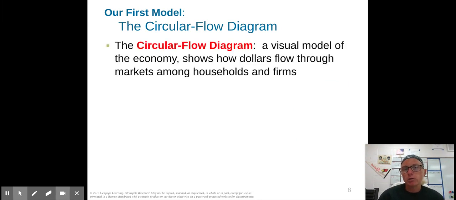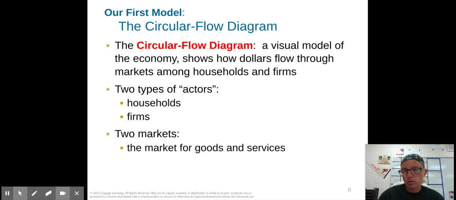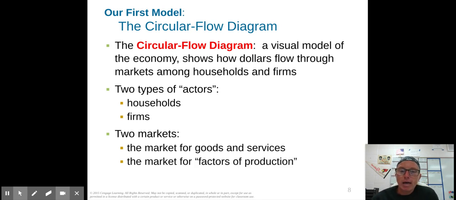So the circular flow diagram is a visual model of what I was talking about with Adam Smith's market economy, of how things move and flow in a market. There are two actors in the circular flow diagram: households, which are consumers, and firms, which are producers. And then there are two markets within the market. There's the market for goods and services, which we're going to cover in units 1 through 4 in this class. And then the market for the factors of production.